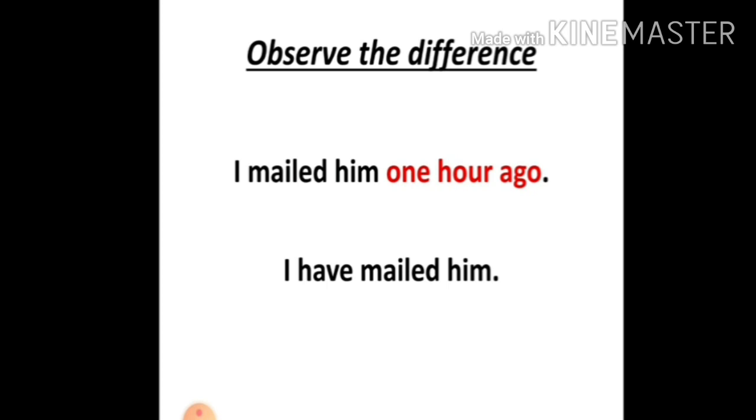But in the next sentence, I have mailed him. Here there is no indication of time. So this is a recent past action with no indication of past time. So what I need to use? I need to use has or have plus V3 here, and that is what I have done. Alright, let's move on and understand where we use had plus V3.